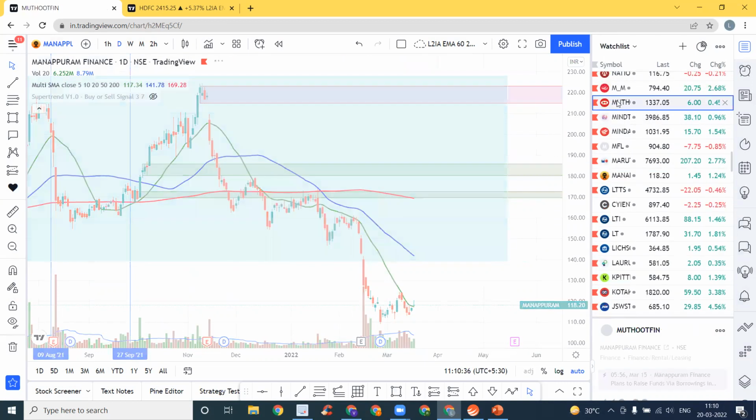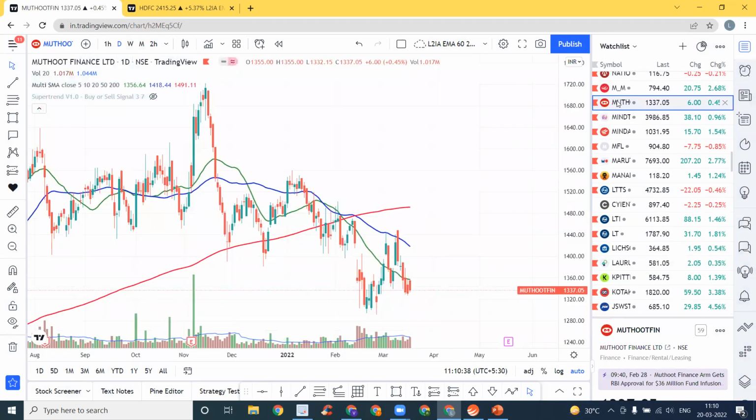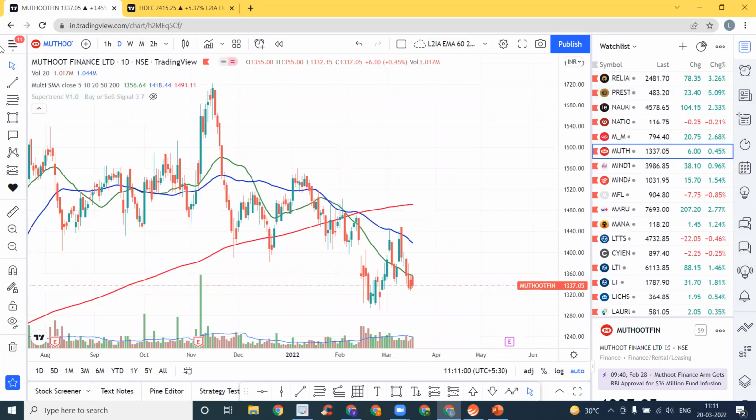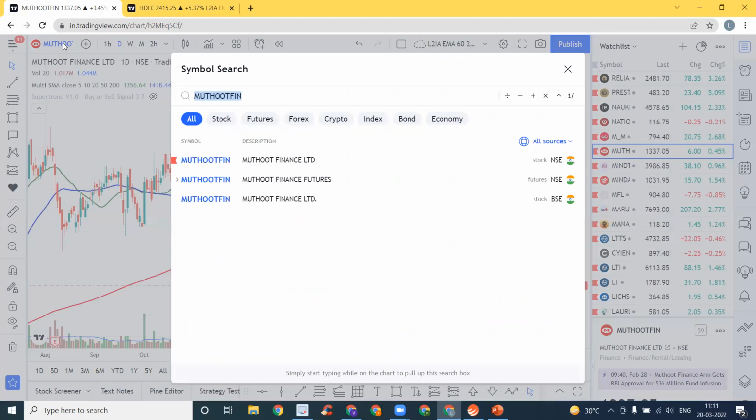Muthoot Finance, its parallel company. No doubt it went down, but it is not as bad as Manappuram Finance. See, the 250, 200 are above, and the 50, 20 too, but in the last few days, you can see there are red candles being formed. So this is also once again going down. L&T Financial Holdings.